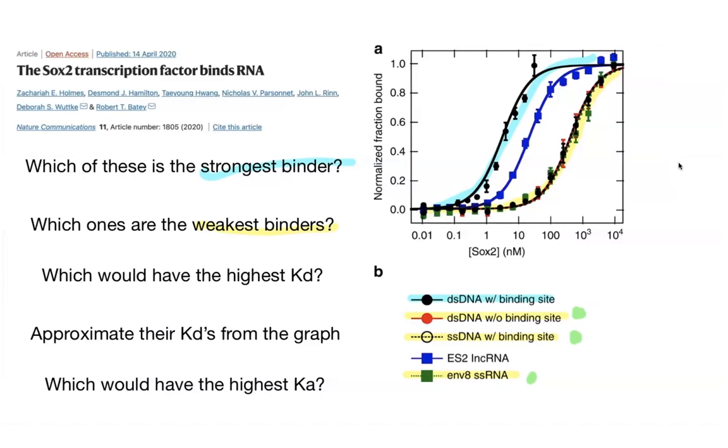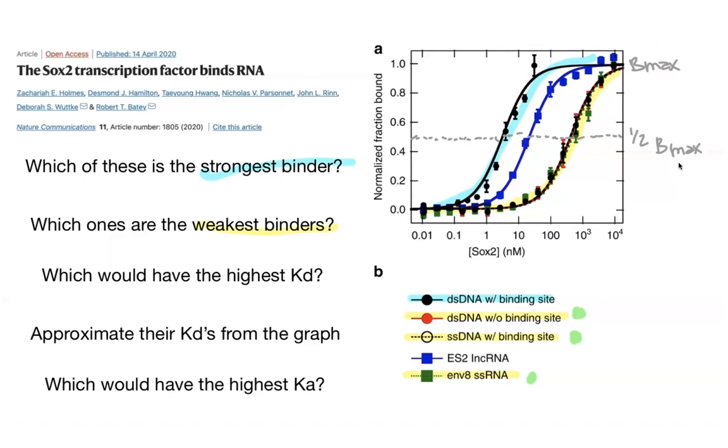We can actually approximate the KD from these graphs, so let's go ahead and do that. Remember that the KD is the concentration at which half of it is bound. So if we take this, which we can call our Bmax, and this would be half of our Bmax. Now in this case, it's normalized fraction bound.